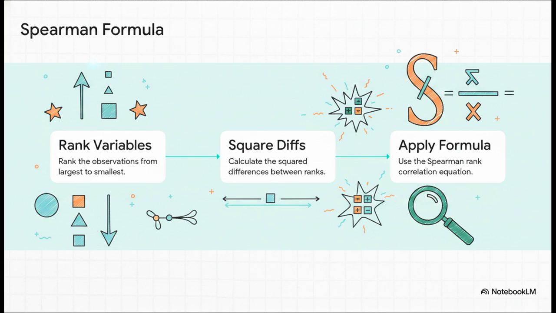Oh, and a fun little rule here. If two values happen to be tied, you just assign them the average of the ranks they jointly occupy. Second, you calculate the squared difference between the ranks for each pair. And finally, you just plug those squared differences right into the Spearman formula.